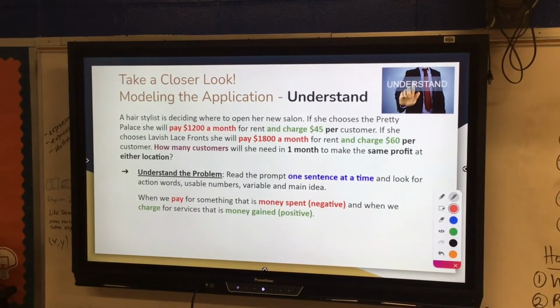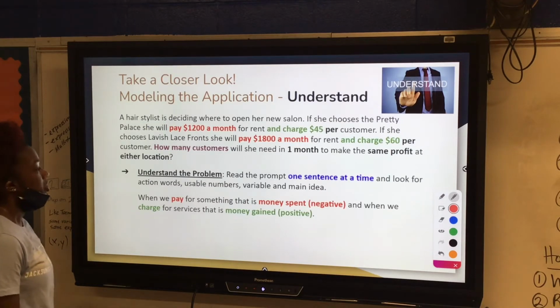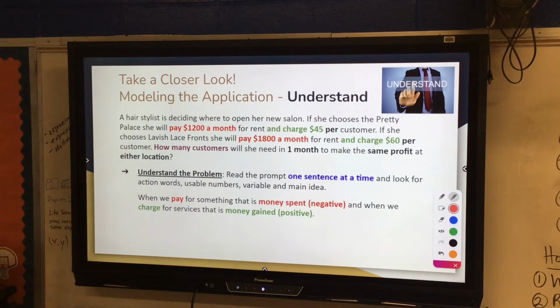All right, so take a closer look. Modeling, application, and understand. A hairstylist is deciding where to open her new salon. If she chooses the Pretty Palace, she will pay $1,200 a month for rent and charge $45 per customer. If she chooses Lavish Lace Fronts, she will pay $1,800 a month for rent and charge $60 per customer. How many customers will she need in 1 month to make the same profit at either location?